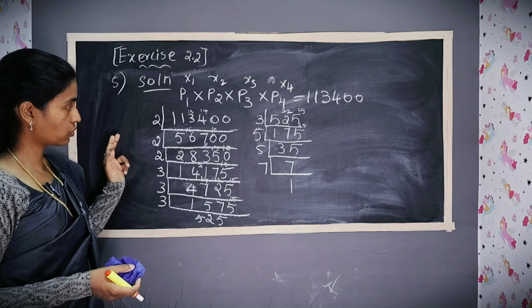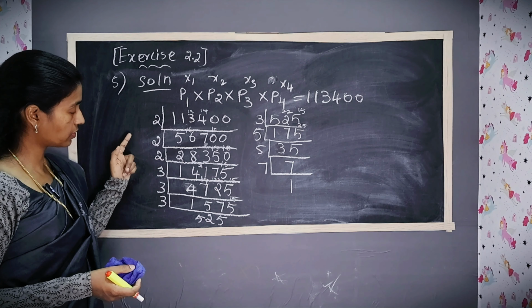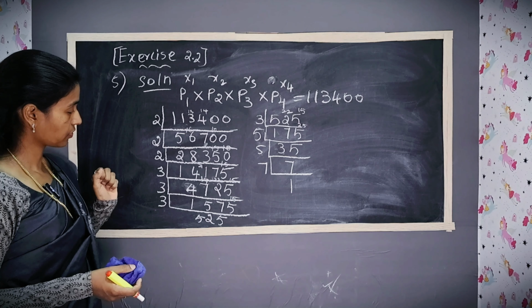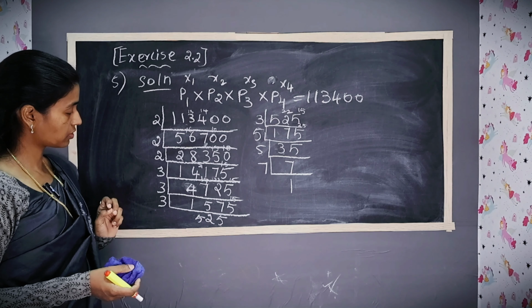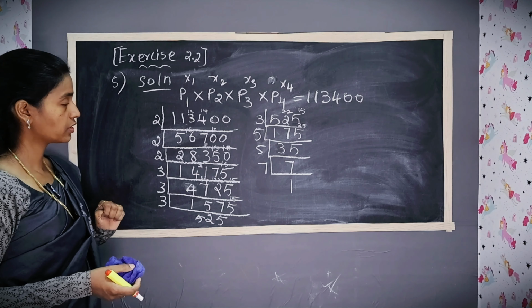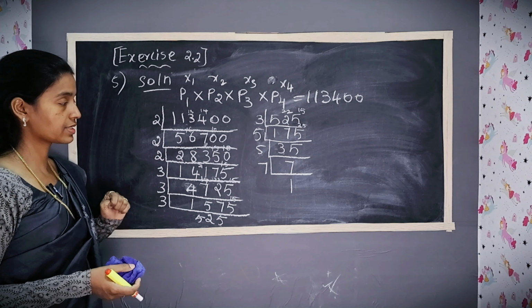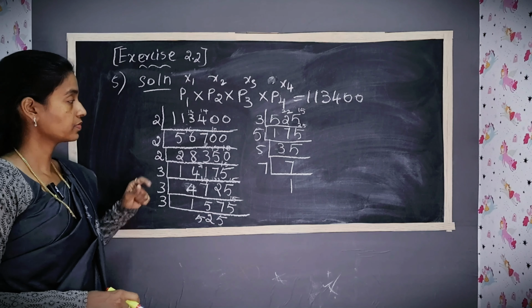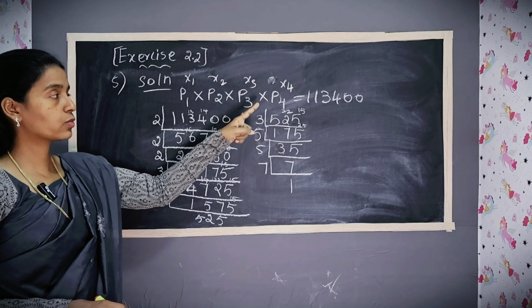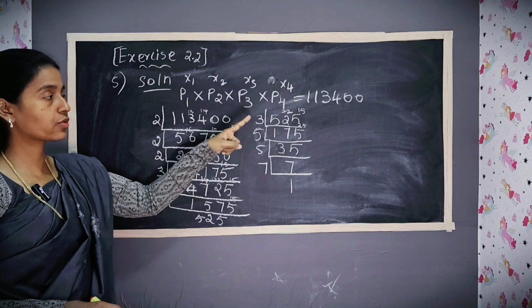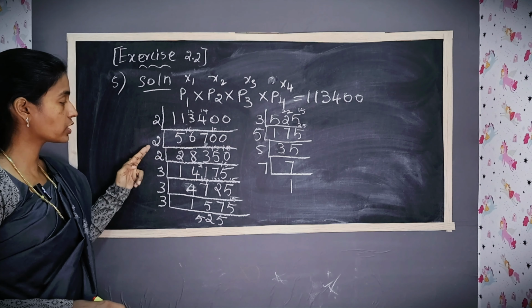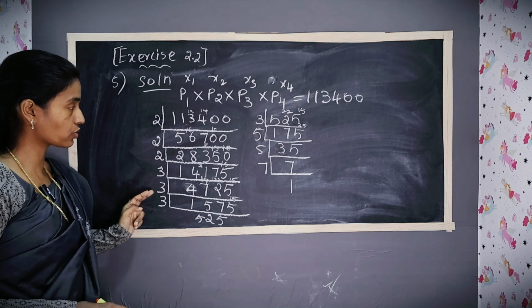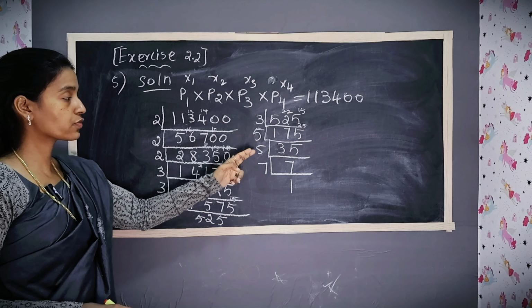How many times is 2 coming? 2 appears 3 times, 3 appears 4 times, 5 appears 2 times, and 7 appears 1 time. Now we can write the factors of 113400 as 2 into 2 into 2 into 3 into 3 into 3 into 3 into 5 into 5 into 7.